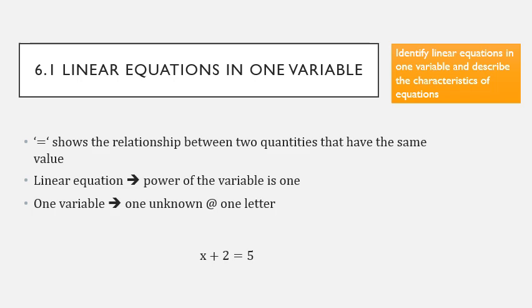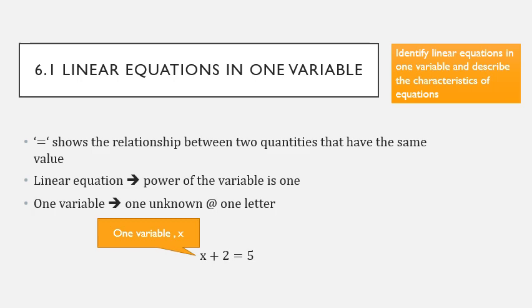First of all, the word equation here, as we all know, it's actually persamaan. So dia kena ada sama dengan. So linear equations in one variable. So equation means equal. So maksudnya sama dengan lah. So it shows the relationship between two quantities that have the same value. Meaning we are talking about the same unknown.